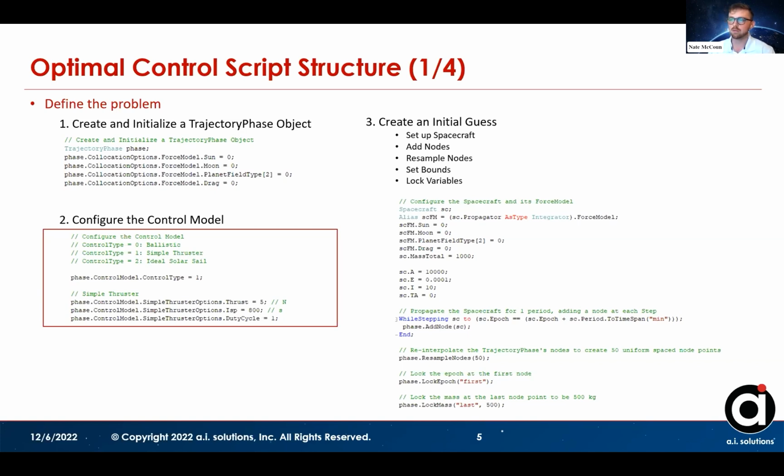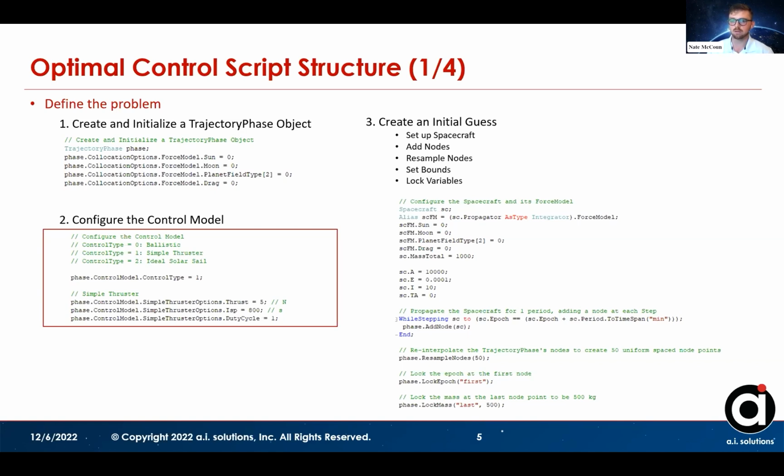The simple thruster control model allows users to model continuous thrust maneuvers using a thruster of constant ISP and maximum thrust. Through the control model, we have a few additional options to edit the simple thruster control model; we'll be using the simple thruster options. So here we're setting a maximum thrust of 5 newtons, a constant ISP of 800 seconds, and a duty cycle of 1. You have these additional properties available for an ideal solar sail control model as well, except these allow you to have full control over the sail parameters such as the area and efficiency factor. So as you can see, we have the simple thruster options, and then you would also have available to you the ideal solar sail options.